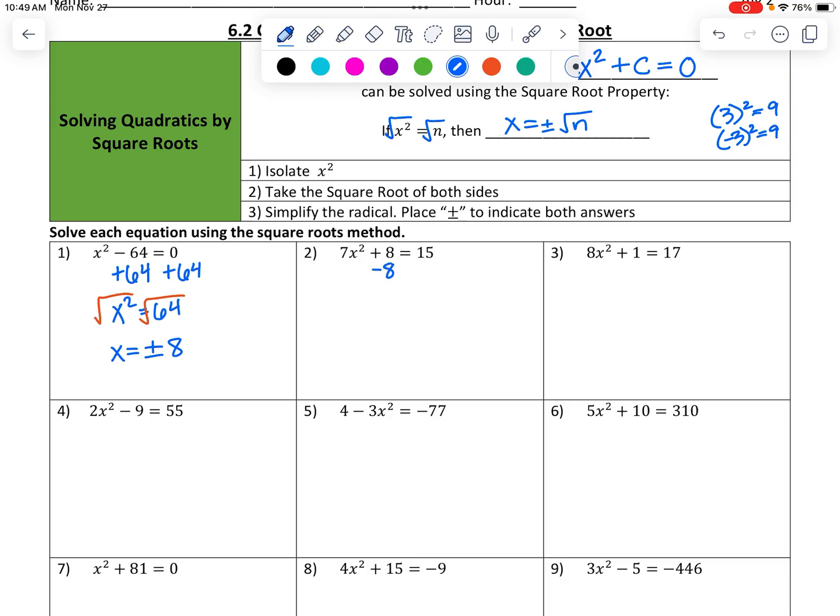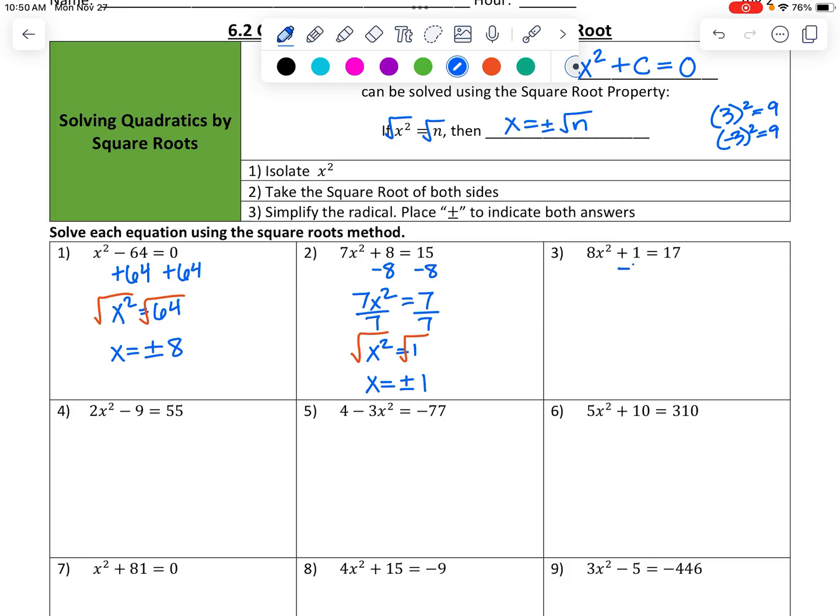I'm going to undo my addition or subtraction first. So I have 7x squared is equal to 7. Then we undo our multiplication by division. I'm left with x squared is equal to 1. And solving by square roots, I'm going to square root both sides. So I have x is equal to, we know the square root of 1 is 1, so we need plus or minus 1.